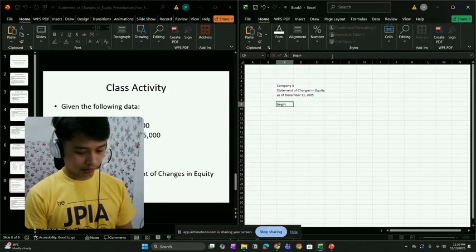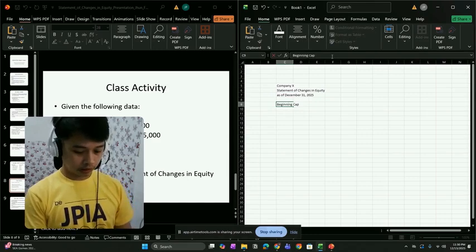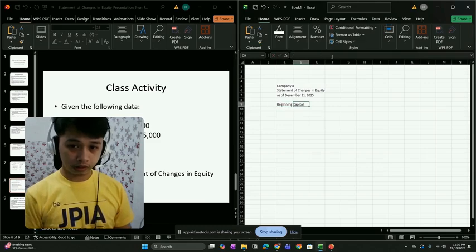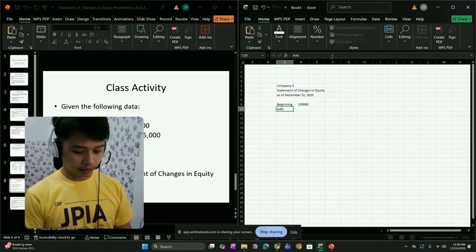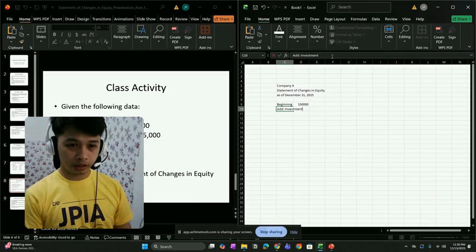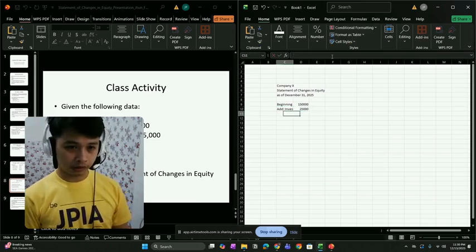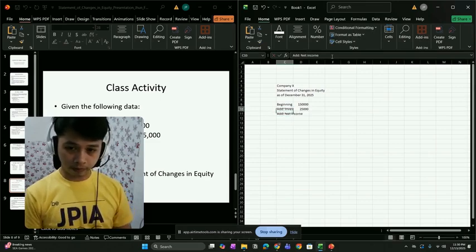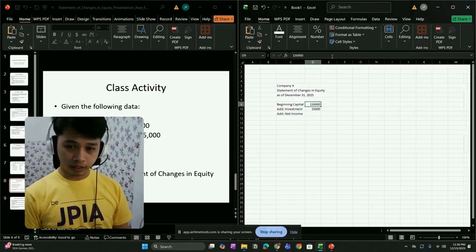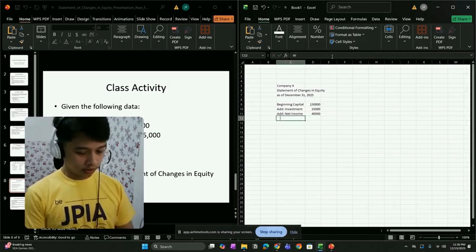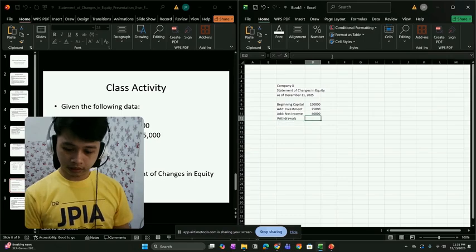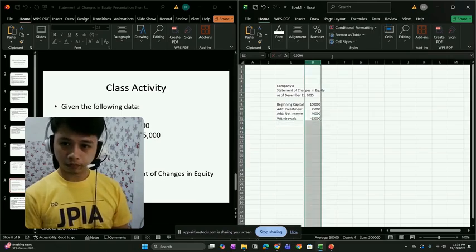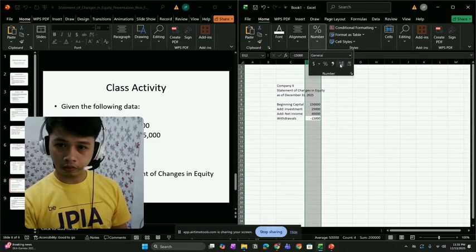So beginning capital natin is 150,000. Then syempre, i-add natin yung investment na 25,000. And then add ulit net income. Add because net income. So ilalas lang natin siya kung net loss yan. So for the net income is 40,000. Withdrawals minus 15,000.